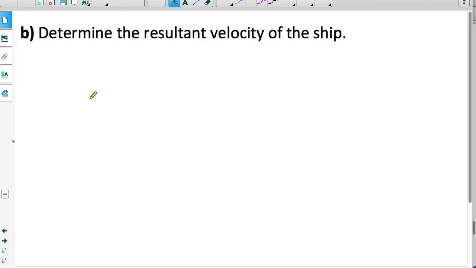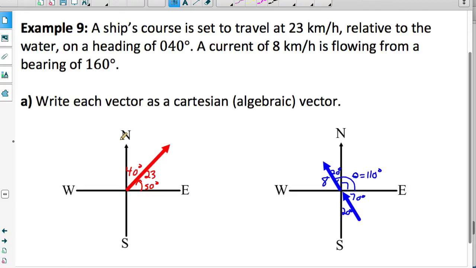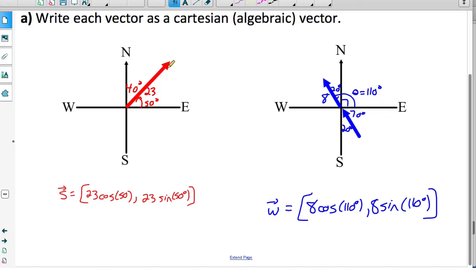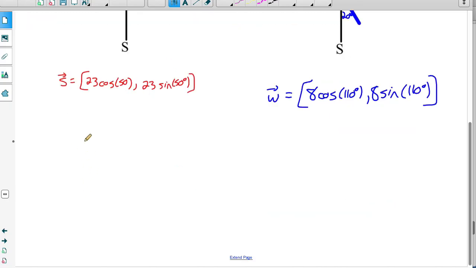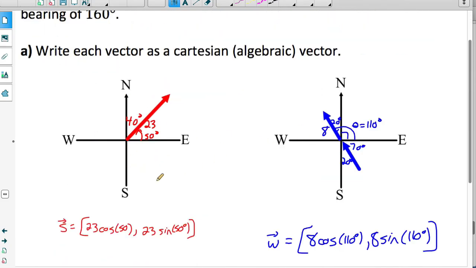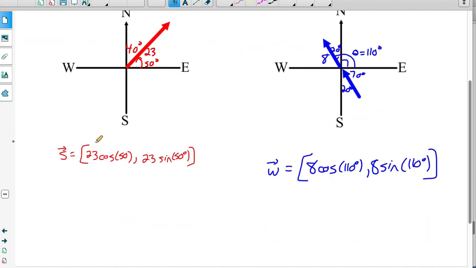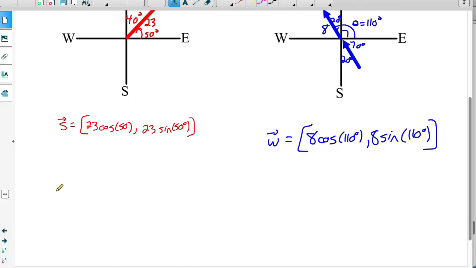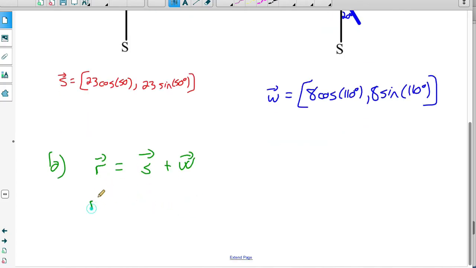Part B wants us to find the resultant velocity of the ship. Well, remember the resultant velocity is going to be equal to the velocity of the ship plus the velocity of the water. And now that we know how to add vectors algebraically, we don't have to worry about drawing a diagram and measuring and using trigonometry to figure it out. We can actually just add the x and the y components of these two vectors, right? If I want to get the resultant vector, I'm just going to have to add the ship's velocity plus the water's velocity. And since I have those defined as algebraic vectors, I just have to add this vector and this vector. So add the x components.